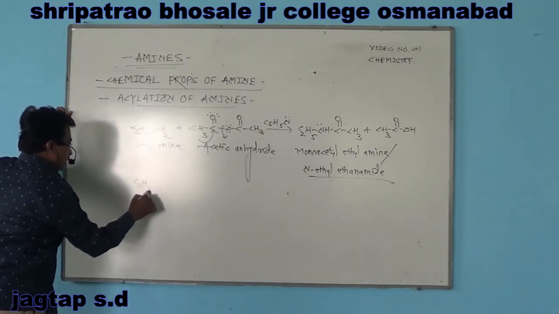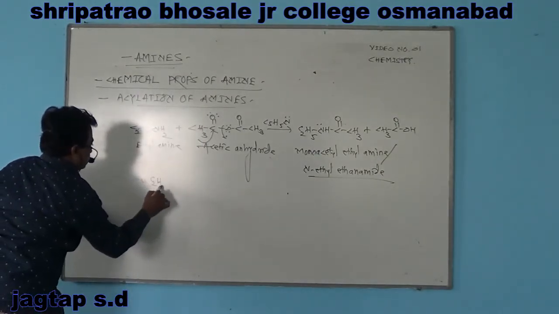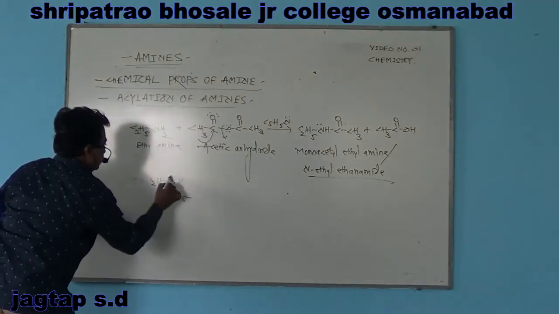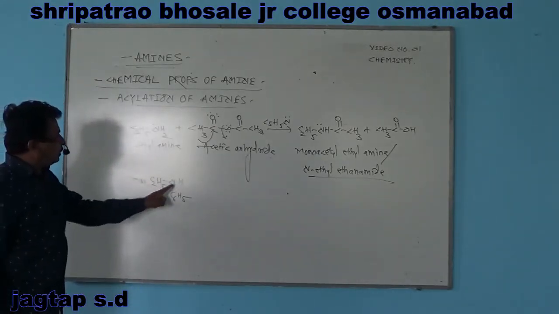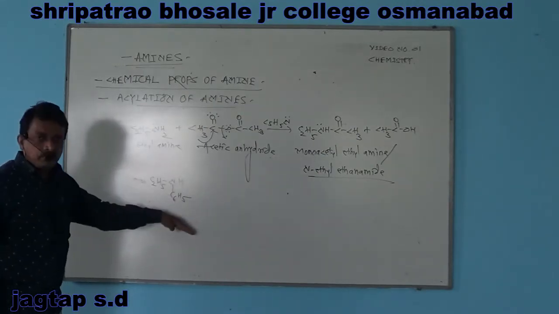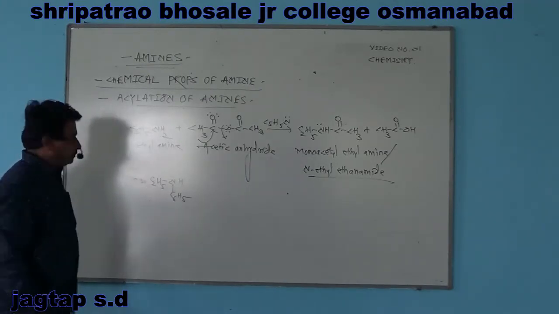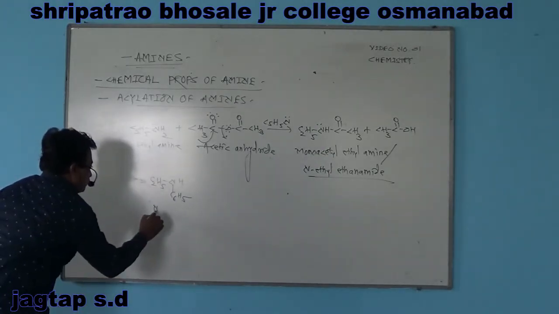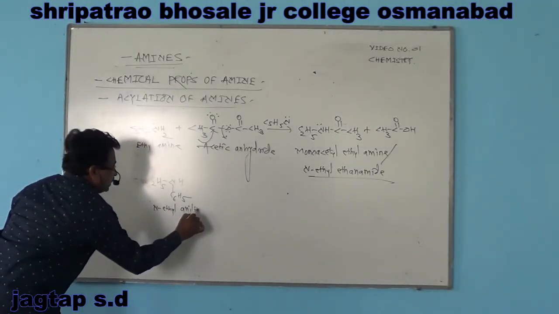Now secondary amine, that is C2H5NH C6H5. It is a secondary amine. These are the dialkyl derivatives of ammonia. The compound is obtained by replacing two hydrogen atoms of ammonia by two different groups. One is ethyl, the other is phenyl. According to common system, it is named as ethyl phenyl amine or N-ethylaniline.